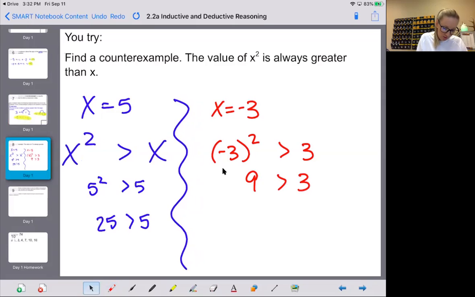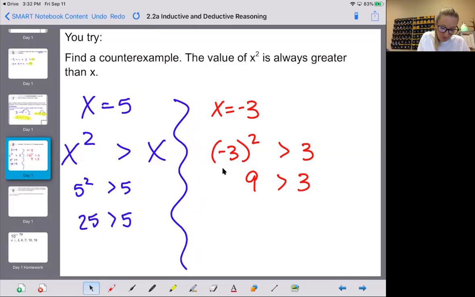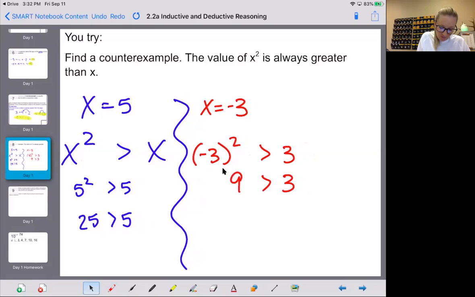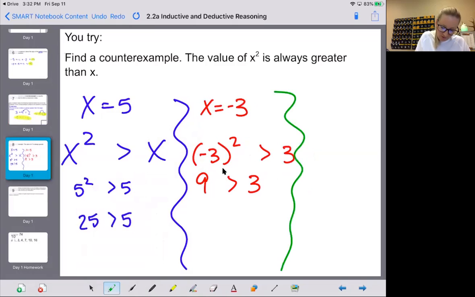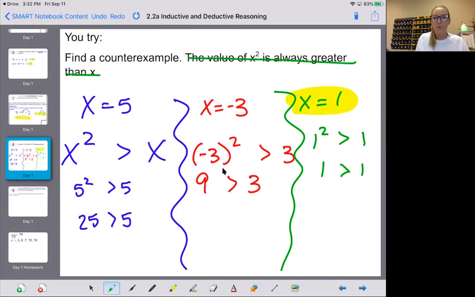What else could we try, guys? How about we try 1? Should we do 1? Let's see what happens here. Okay, if x equals 1, then is 1 squared greater than 1, which is 1 greater than 1? Oh, that's false, right? 1 is not bigger than 1, it's equal, right? So here you go. Here is a counterexample. When x equals 1, this up here is false, right? And so this right here is my counterexample. If x equals 1, it's wrong.